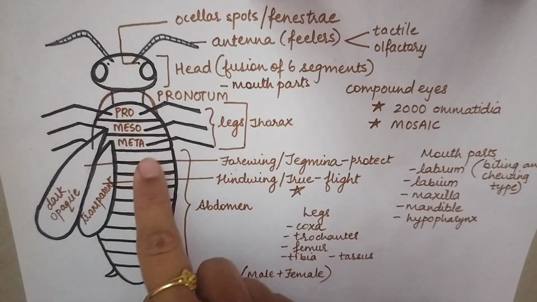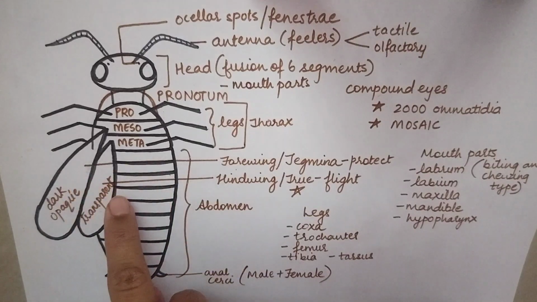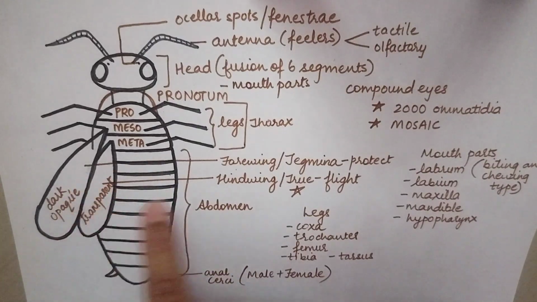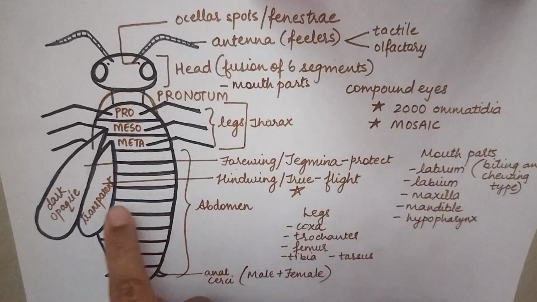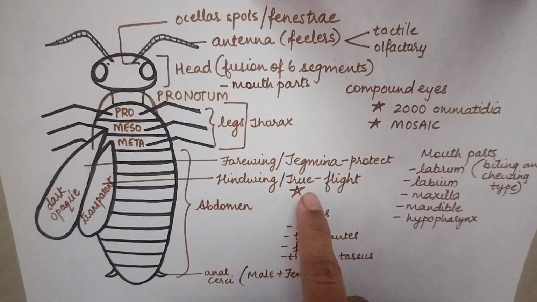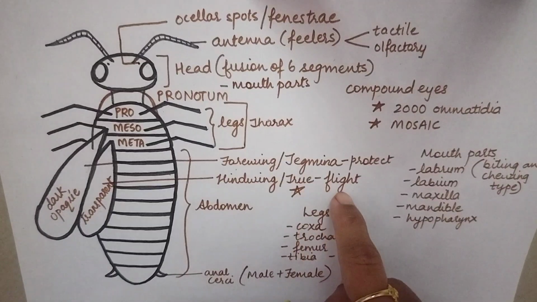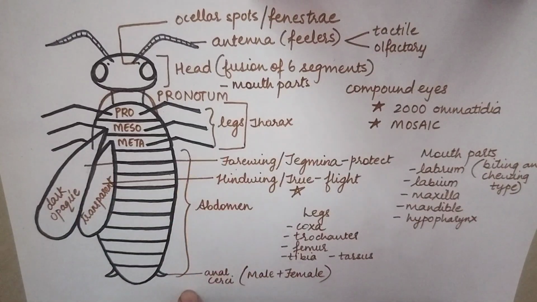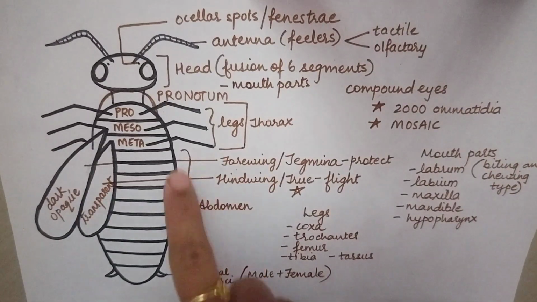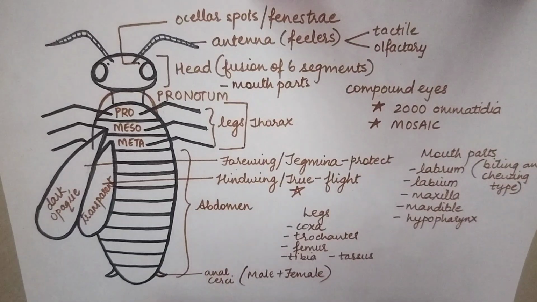Remember that the mesothorax and metathorax have one pair of wings each. The forewing is also called tegmina, which is protective in function. The hind wing is also called the true wing because it helps the cockroach to fly. So it has the function of flight. Then the last part of the cockroach is the abdomen. The abdomen has 10 segments. On the 10th abdominal segment, you have anal cerci present in both male and female cockroaches.